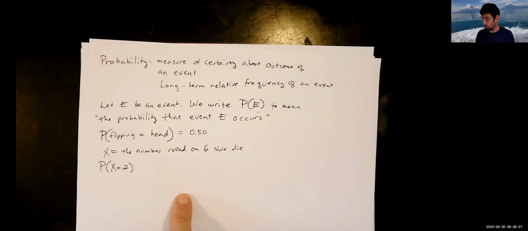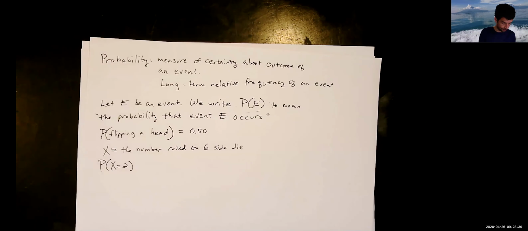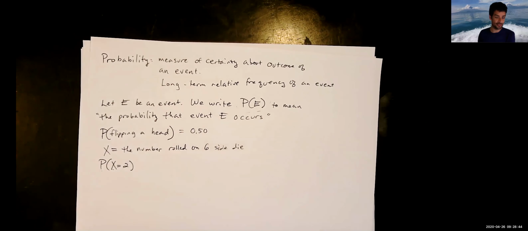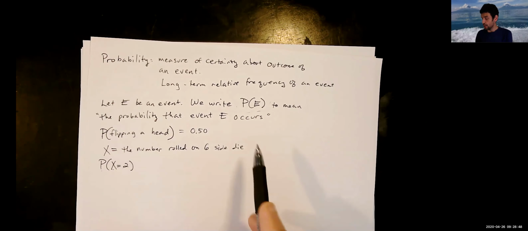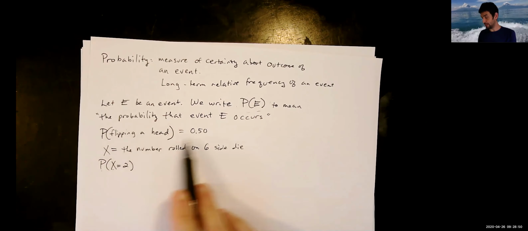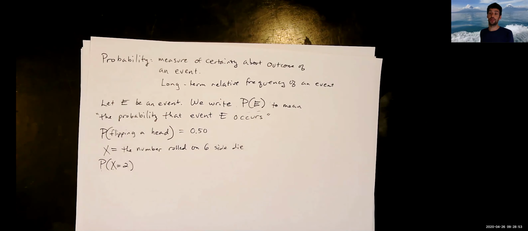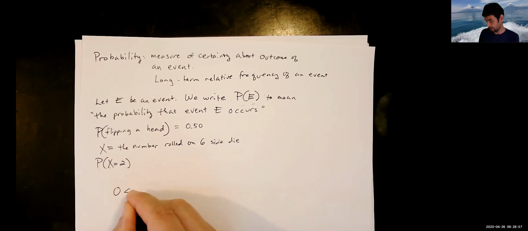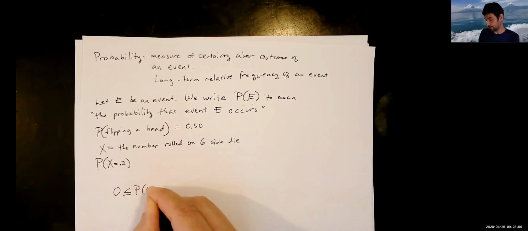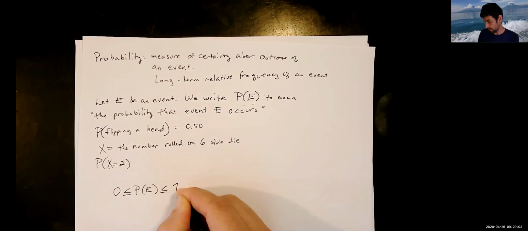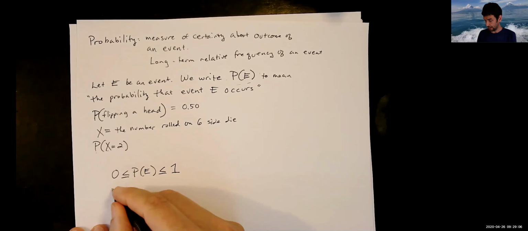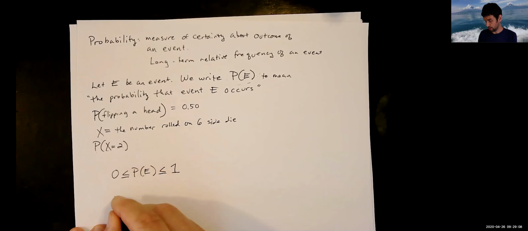Okay, so a couple of things I want to say about probability. I keep saying we're going to get to those sample spaces. I've kind of hinted at this idea. Probability is going to be a number. It's measuring how certain we are of something. And the number is always going to be between 0 and 1.